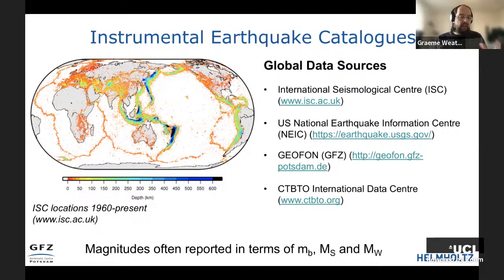So these are catalogues that cover the entire globe. Magnitudes are usually constrained from teleseismic waves. So they're often reported in terms of body wave, MB, surface wave, MS, and moment magnitudes. And these catalogues are global in scope. So really they become the starting point for building earthquake catalogues in any given region.